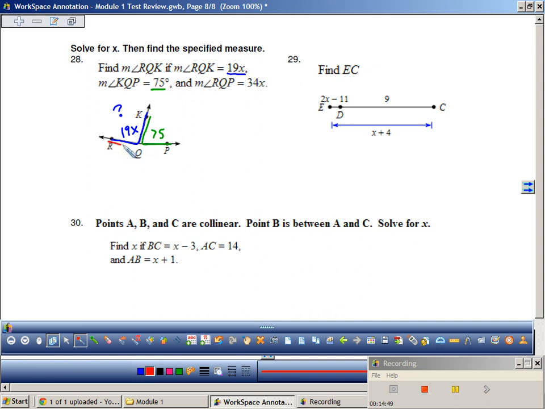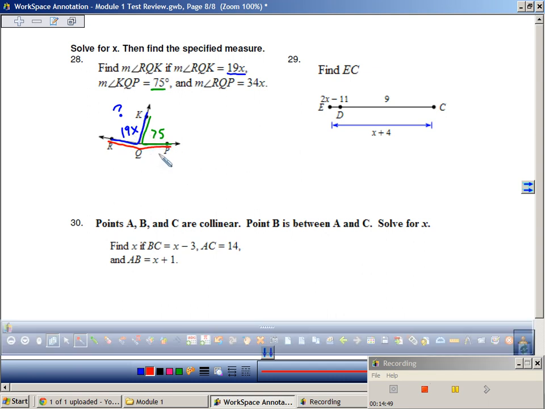So RQP is this angle here, which it looks like it's almost... what do we call it when we have two angles and they make 180 degrees? They're supplementary angles, correct, and they form a linear pair. Good job. They form a linear pair.